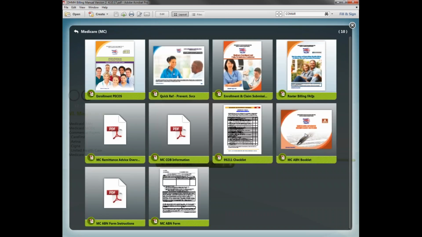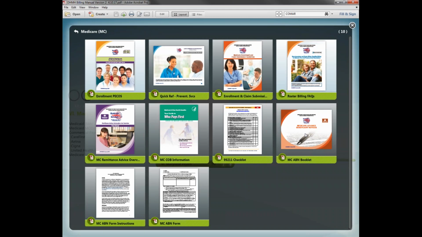And the last of the payer groups is Medicare. Some of the health departments want to know, why do we need to contract with Medicare? Well, some of your patients are dual eligible, meaning they have Medicaid and Medicare. Medicare would be your primary payer to Medicaid. So if you're not enrolled in Medicare, you're not going to get paid by Medicaid in most cases. So what we included here was enrollment. PECOS is an online enrollment process for a provider to become in network with Medicare.